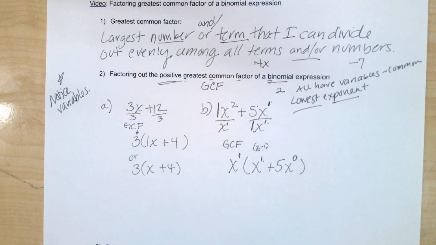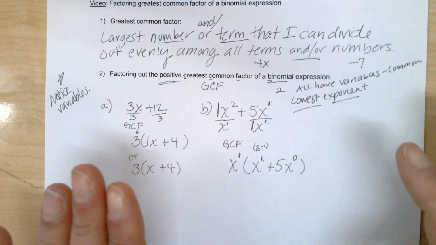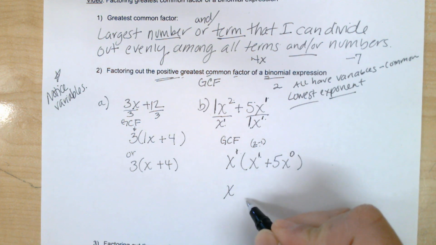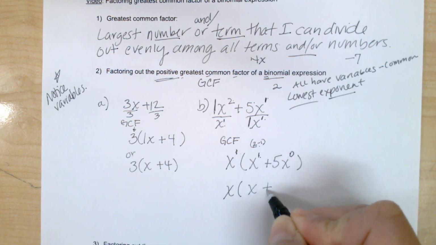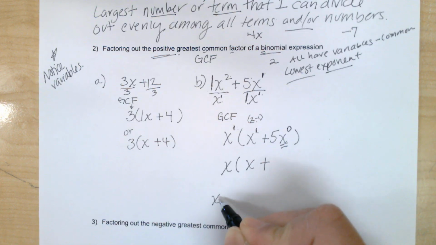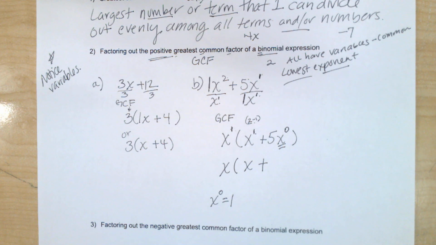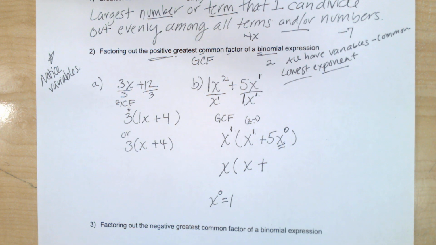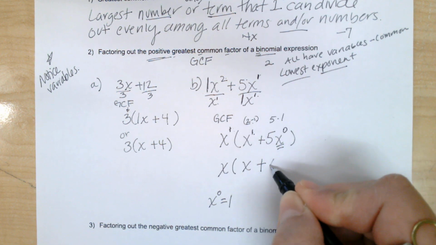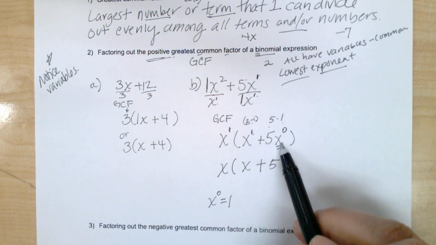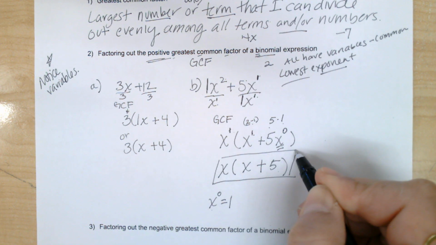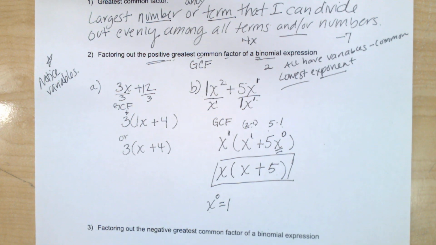And here's the tricky thing. You could leave it like this. However, we should clean it up a little bit. And by clean it up, I mean let's remove the exponent of 1. So x plus. And now x to the 0, with a little side note, x to the 0 equals 1. That is a property. Any number or variable raised to the 0 power is 1. So this is really 5 times 1, which is 5. So a nice clean answer would be x times the quantity x plus 5.